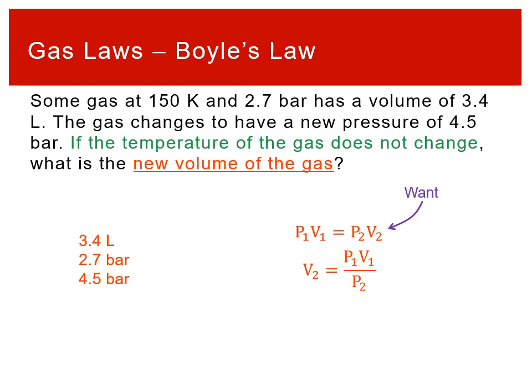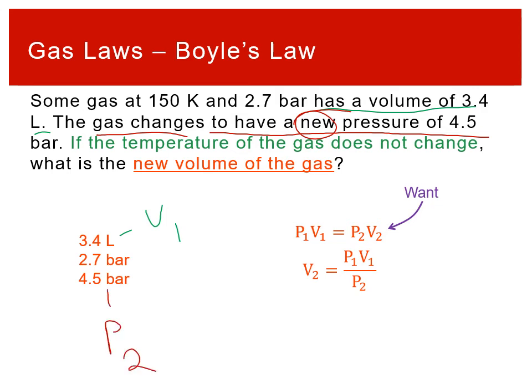We know, again, that this has to be the V1. If we read, it has a volume of 3.4 liters. Then we can see the gas changes, and that happens afterwards, so that is our V1. Related to that, the gas changes to have a new pressure of 4.5 bar.